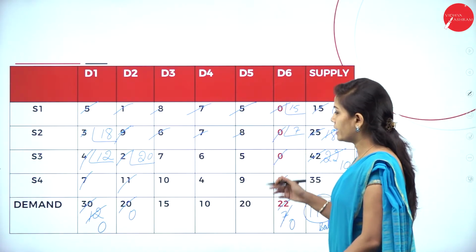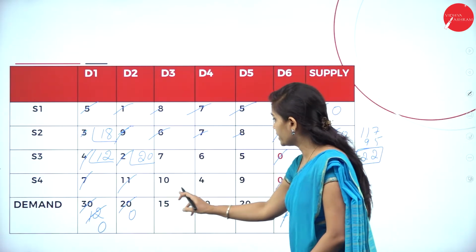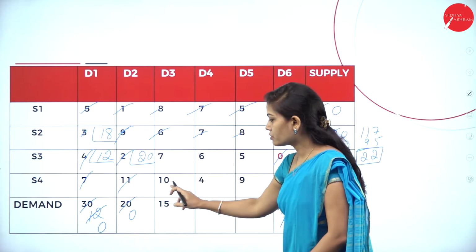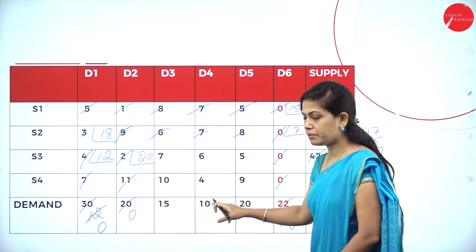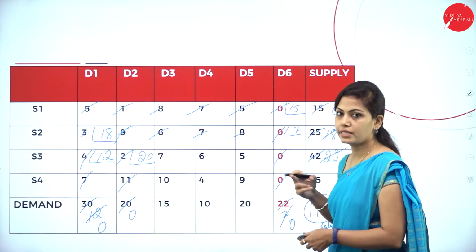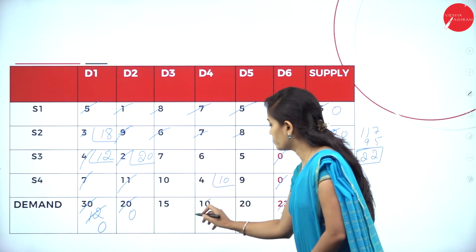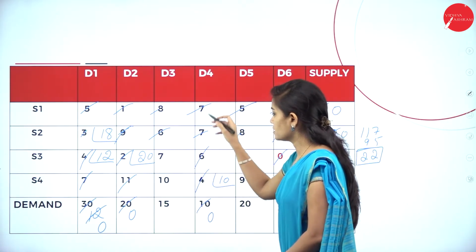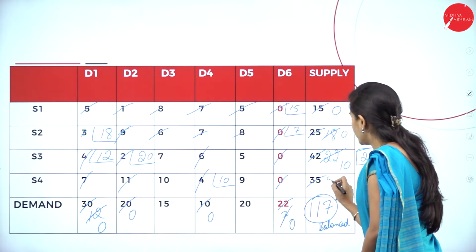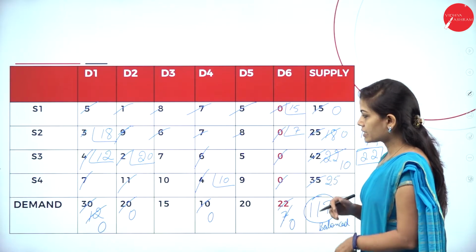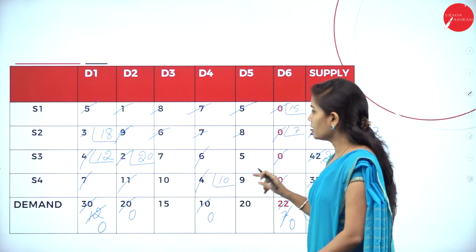Now I will select the next least value. Out of these variables, the next least value is again 4. You just take the supply value and demand value. Demand value is lesser than the supply value. I will allocate 10 rupees to this cell, so it will become 0. I can cancel this entire column. And 35 minus 10 is 25. And for the next least value, we have 4 variables: 7, 5, 10 and 9.